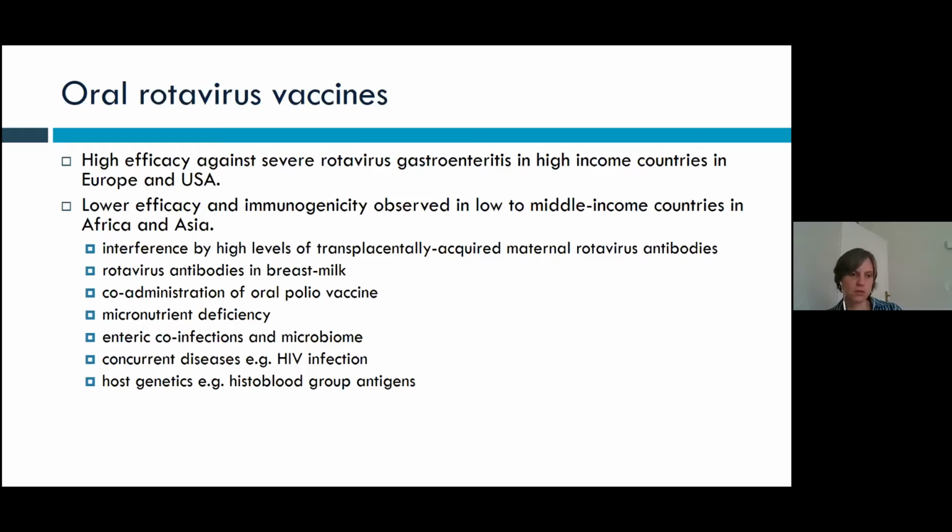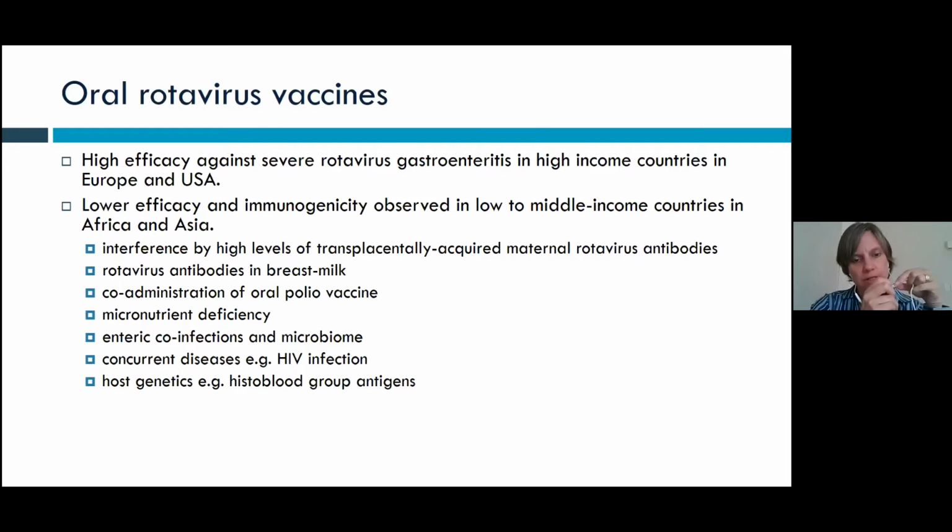There can be micronutrient deficiencies, for example, zinc. In the low middle income countries, there's also much higher prevalence of enteric co-infections, especially with bacteria that are present in the gut and with differences in the microbiome in low versus high middle income versus high income countries. Things like HIV infection may also play a part, although our HIV infection rates in children has decreased substantially. And there's also the impact of genetics, which may affect the vaccine effectiveness.